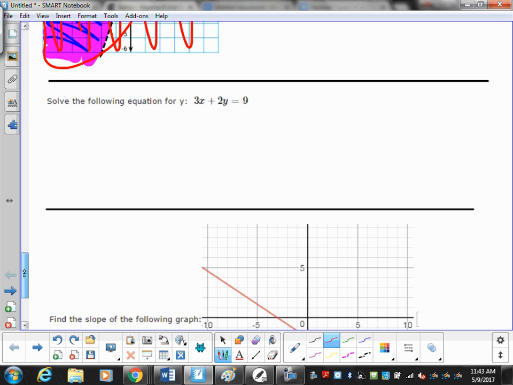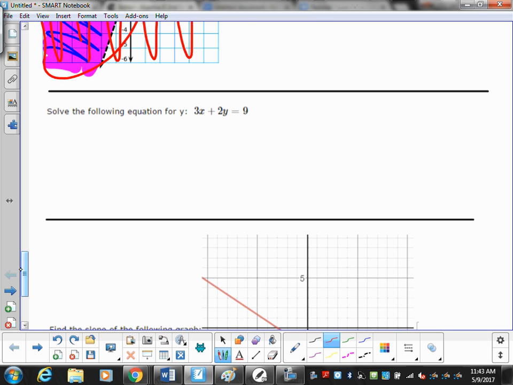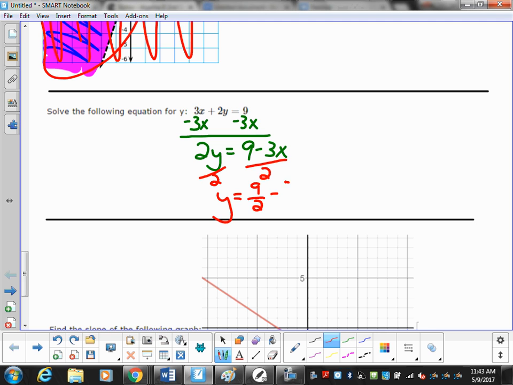All right, two more questions here, quick. Solve for y. To solve for y, I've got to get y by itself. So I'm going to subtract that 3x from both sides, so I have 2y equals 9 minus 3x. And then I get the y by itself by dividing everything by 2. So y equals 9 halves minus 3 halves x. I did that one pretty quickly, so pause and look at it if you need to. And then we're good on that one.